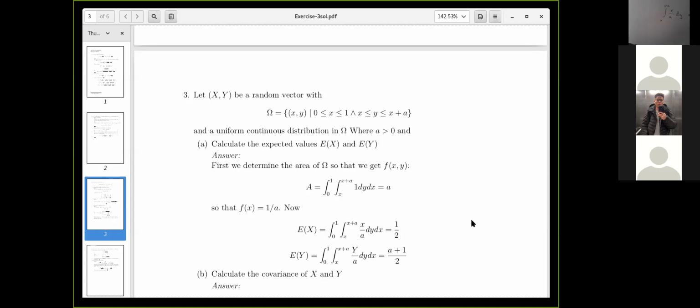So if you take the integral of this, that's what you get at the upper limit x plus a and lower limit x: x times (x plus a) minus x times x, over a. You notice that the x times x cancel out, so the only thing left is x times a over a, which is equal to x. And then we take the outer integral, integrating x from 0 to 1. Well, that's x squared over 2. At the upper limit that's 1 over 2, and at the lower limit that's 0, so that amounts to 1/2.